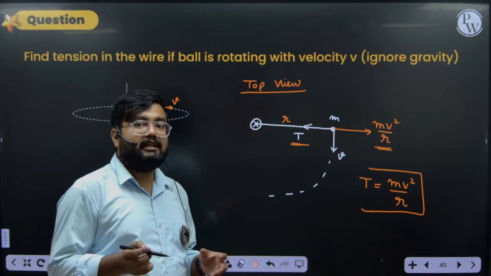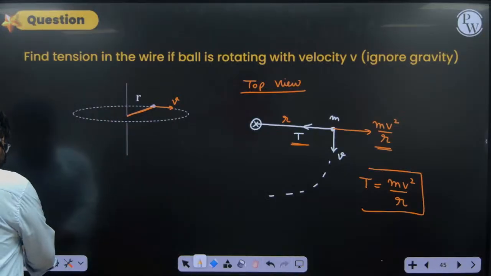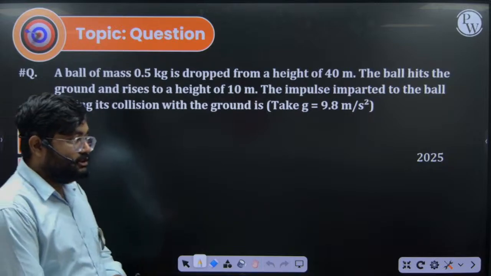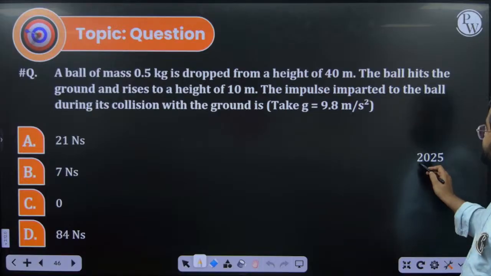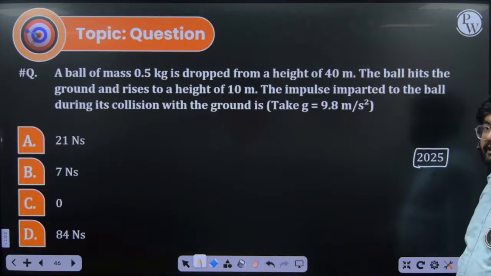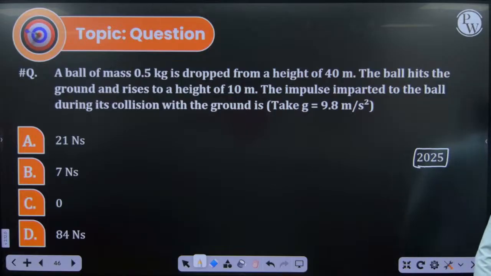And now the best part is, we will see the NEET previous year questions and we will try to solve them. So the first question, and this was asked in the year 2025, last year. So please read the question and then we will try to solve it. All right. I hope all of you have read the question.